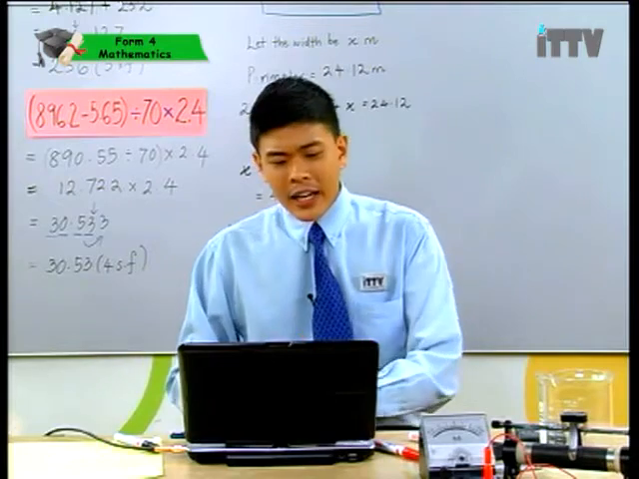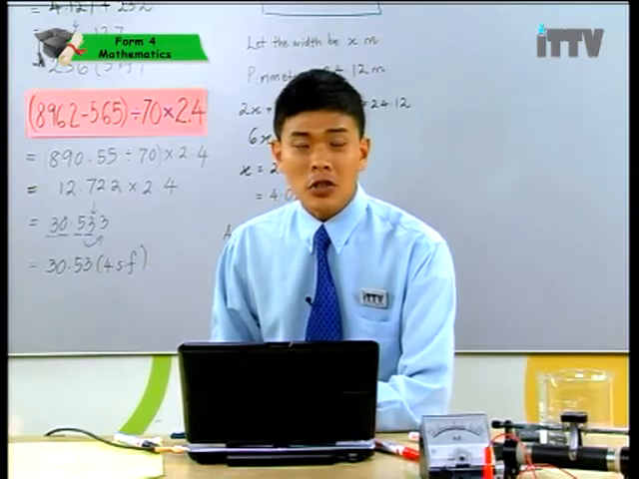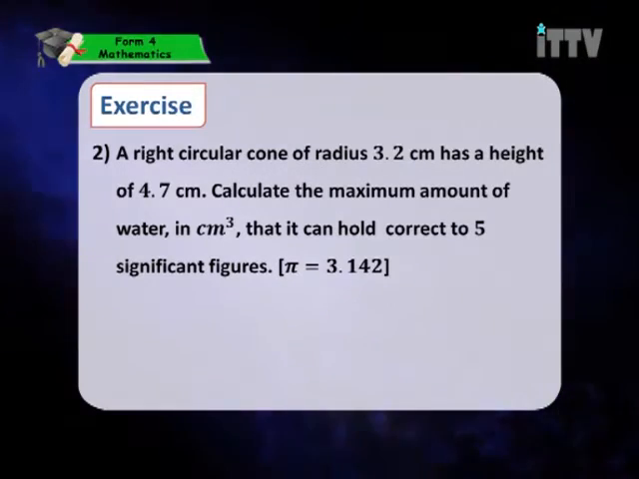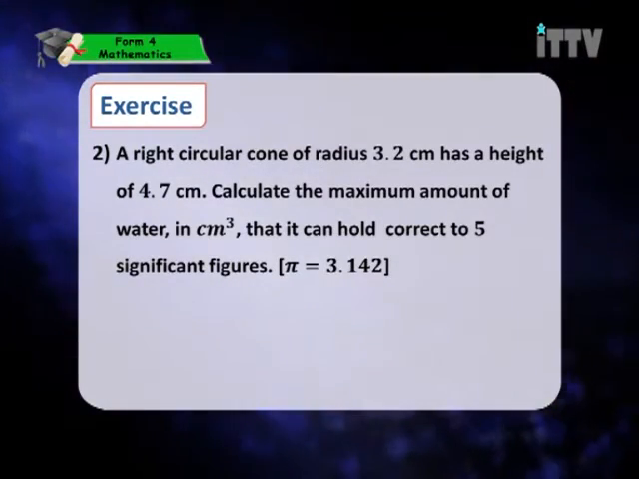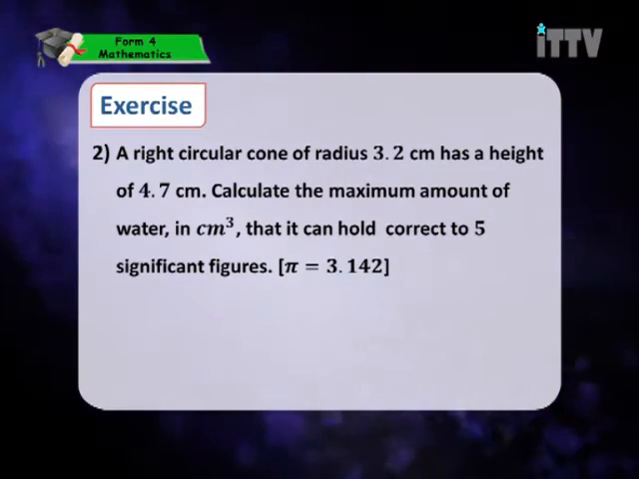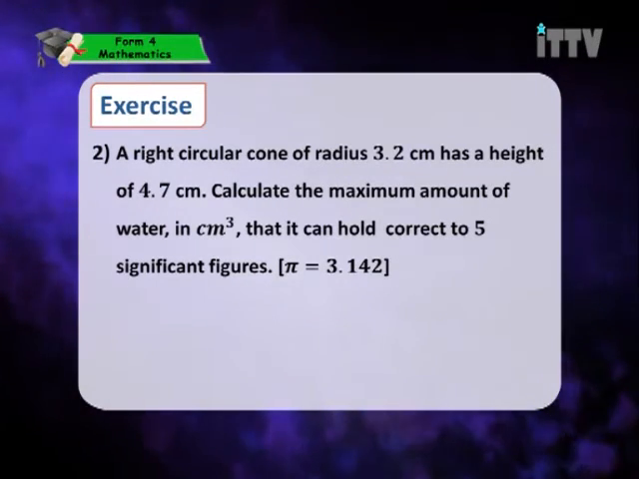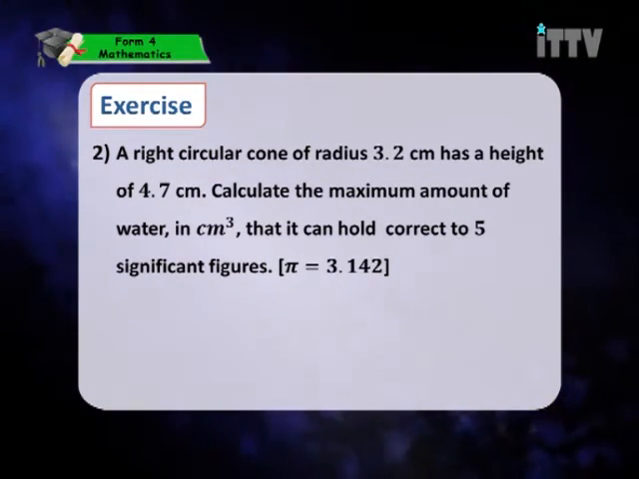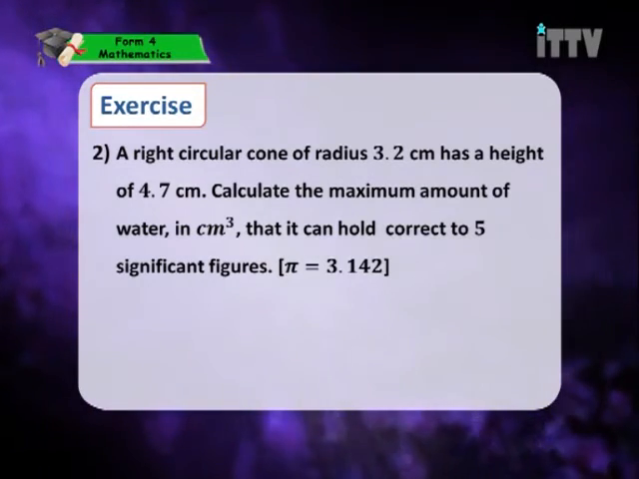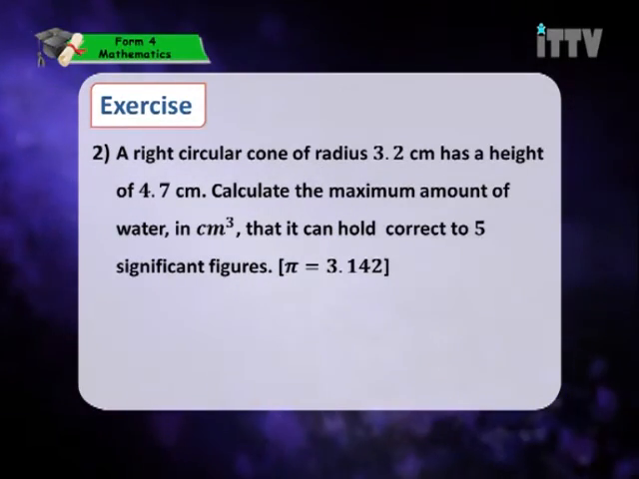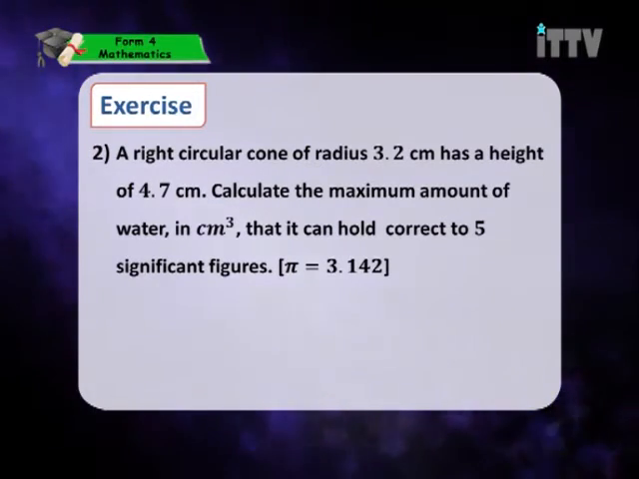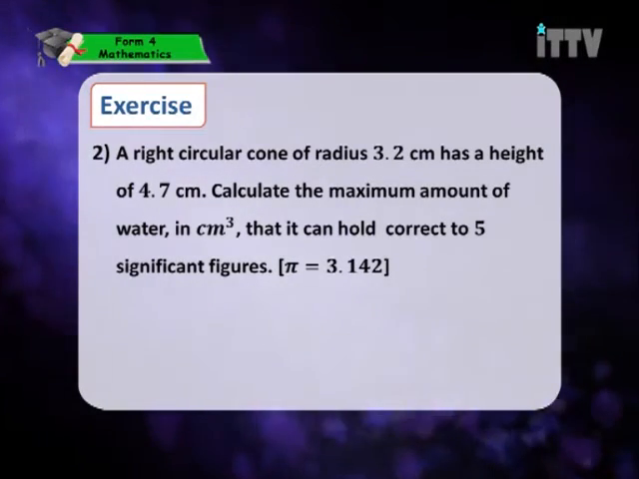Now, let us look at one more question that involves solving problems involving significant figures. A right circular cone of radius 3.2 cm has a height of 4.7 cm. Calculate the maximum amount of water in cm cube that it can hold correct to 5 significant figures, assuming pi is 3.142. Let's do this together.